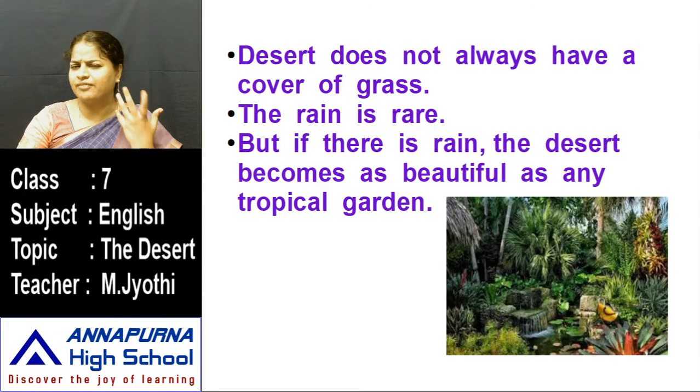In our areas we can see raining every time. Floods are also there. But the rain is rare in the deserts. But if there is rain, the desert becomes as beautiful as any tropical garden. If there is rain in the deserts, we can see that desert becomes beautiful, children. If there is rain, no doubt desert becomes as beautiful as a tropical garden. We can see our gardens, how beautiful they are. So if there is rain in the deserts, the desert also becomes as beautiful as this garden.